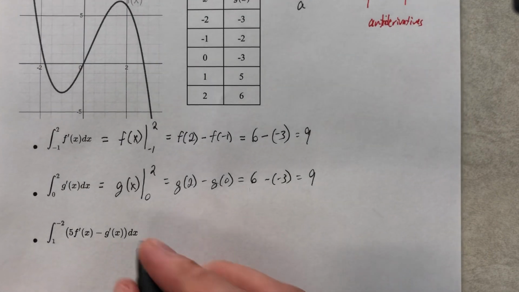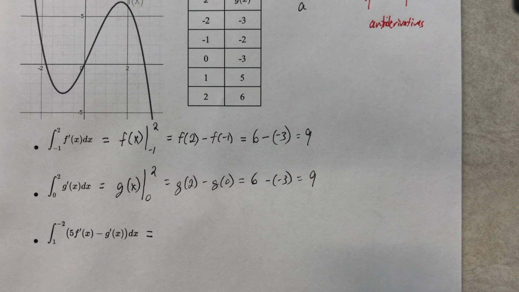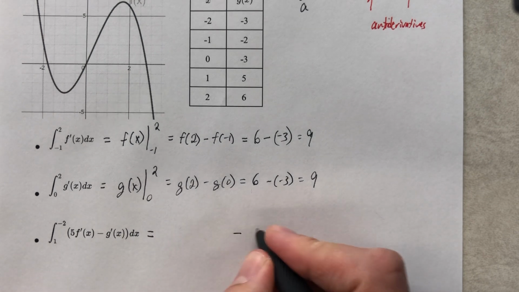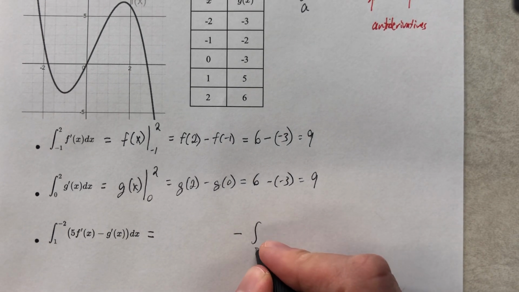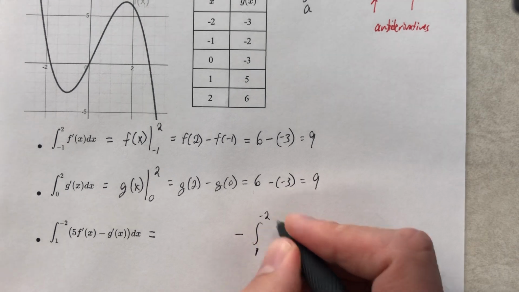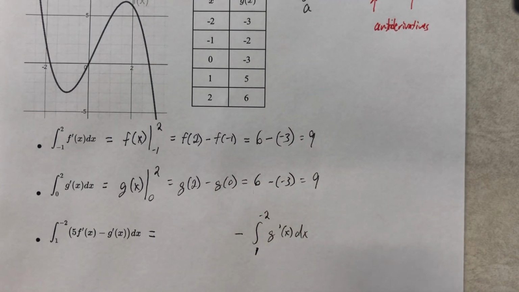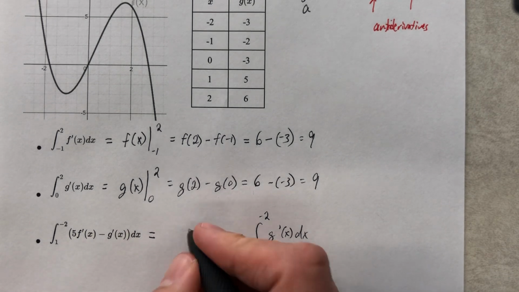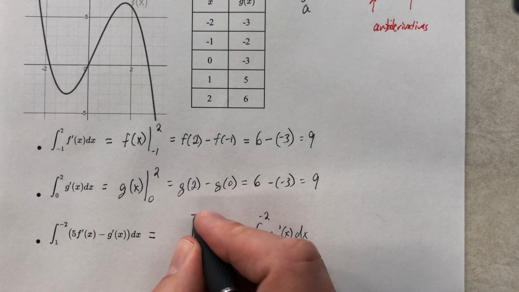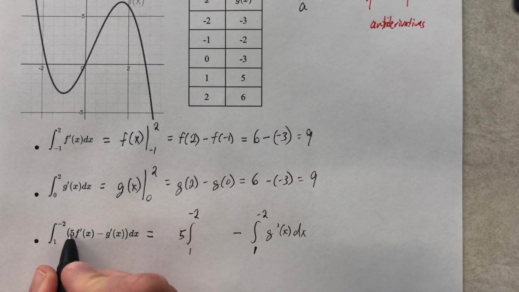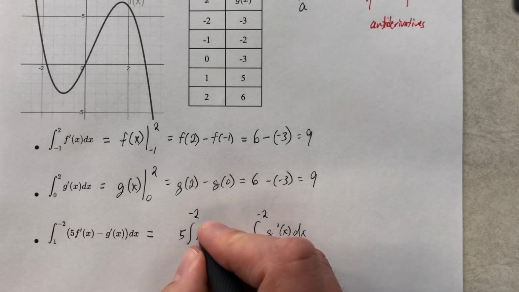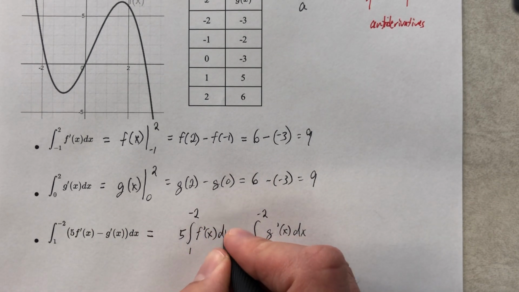So let's move on. The next one. Oh my goodness. We're going to have to apply some of the properties of integrals. For example, if I'm subtracting, I'll just subtract another integral. Let's just go ahead and start there. From 1 to -2, g prime of x dx. There's that one. And then this first one, from 1 to -2, we'll just put a 5 in the front. Another one of those properties. We'll put the 5 in front of this one, f prime of x dx.